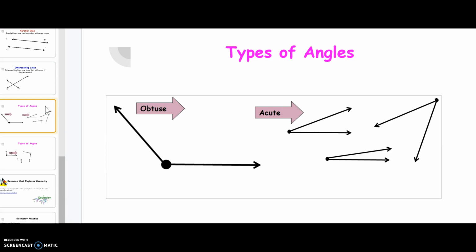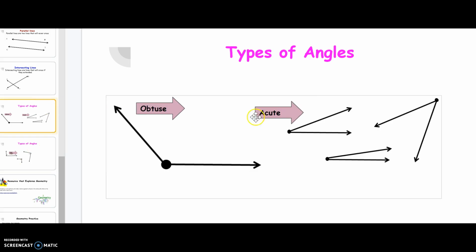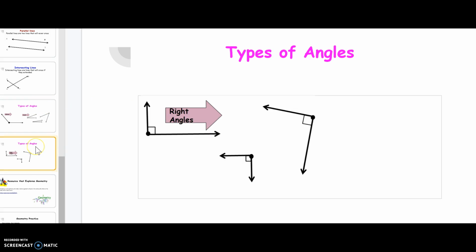So then we go into different types of angles. And our angles we have are our obtuse, which are very wide, more than 90 degrees. We have our acute, which are very small, less than 90. And then we have our right angles, which create like an L shape. And you see this little box, that lets us know that it is a right angle. So 3 different types of angles: obtuse, acute, and our right angles.